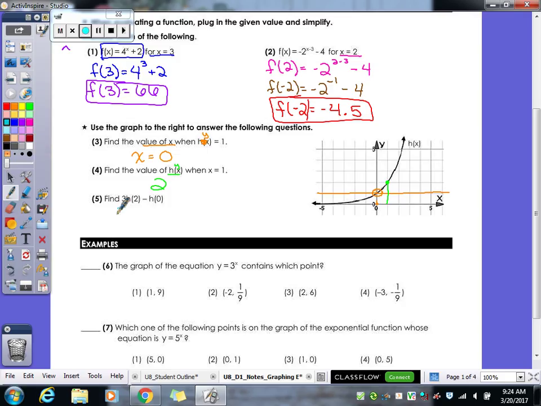So this next one says 3 times the h of 2, which remember, we normally have an x in here. So this is our other way of saying when x is a 2. So let's go to where x is 2 on our graph. We'll go up. Where is our graph at? 4.